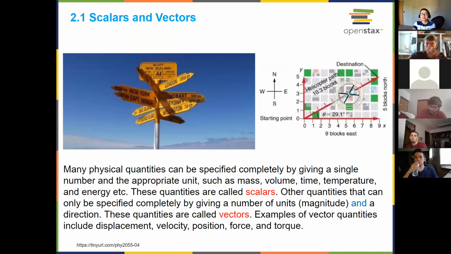Last time we started chapter 1, chapter 2. Actually, we started introducing scalars and vectors. Basically, quantities that can be expressed just by numbers with appropriate units are scalars. And quantities that need both magnitude, or numbers with unit, and direction are called vectors.